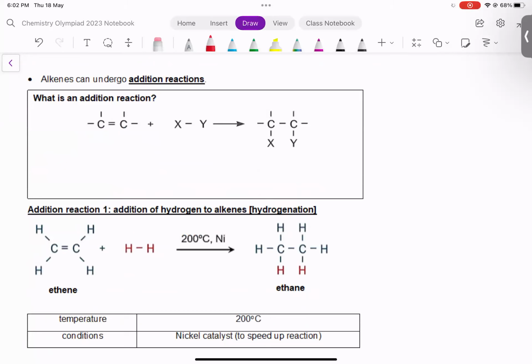Now, I've just shown you basically what an addition reaction is. You realize that there's a double bond involved. It involves a carbon-carbon double bond, right? Then you have something that adds to the double bond.